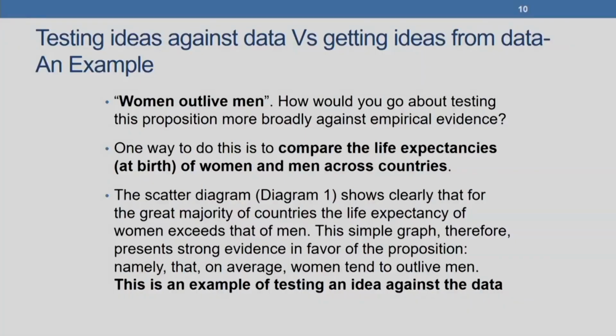Now, one way to do this is to compare the life expectancies at birth of women and men across countries. Life expectancy is basically a demographic indicator that measures the number of years that a person would live depending upon the age specific mortality rates that can be attributed to the person whose number of years we are following. So, it is a demographic indicator of mortality. Now, how do we go about measuring it?